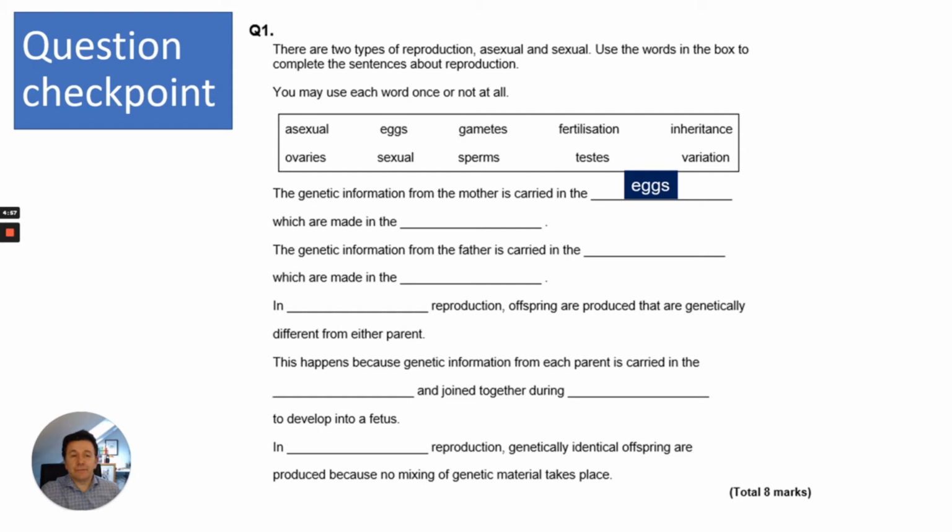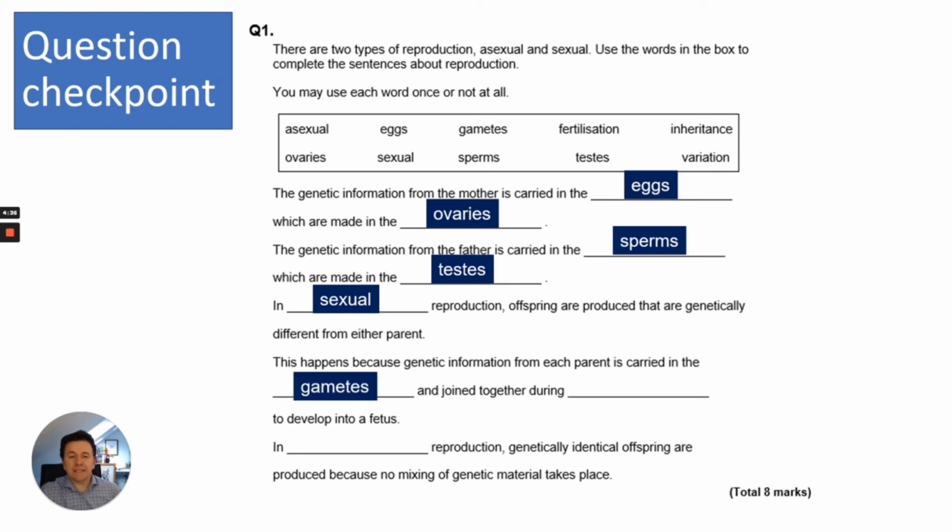The genetic information from the mother is carried in the eggs, which are made in the ovaries. The genetic information from the father is carried in the sperm, which are made in the testes. In sexual reproduction, offspring are produced that are genetically different from either parent. This happens because genetic information from each parent is carried in the gametes and it's joined together during fertilization to develop into a fetus. In asexual reproduction, genetically identical offspring are produced because no mixing of genetic material takes place. So that is worth 8 marks.